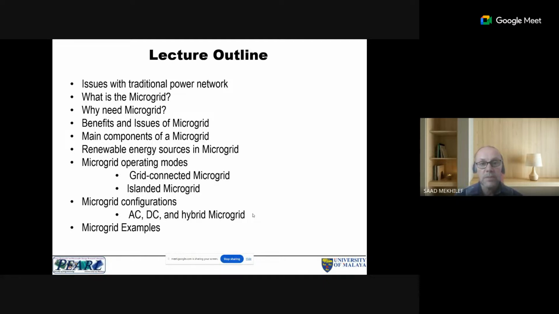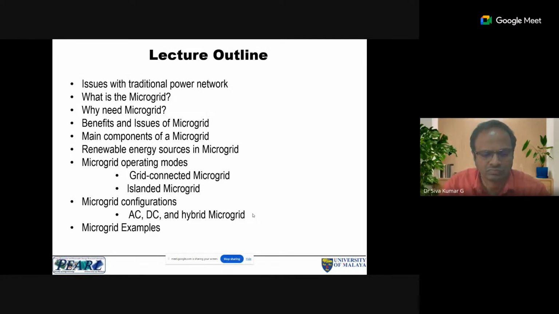In the first lecture we'll be looking into the issues with the traditional power network. We have an existing power network which has existed for almost 100 years, and there are many issues on this traditional power grid, and how the new technologies have been integrated into it. Because this power grid took almost 70 years to build, and it's still working, and it's still going to remain, actually. And then we will define what is a microgrid, and why do we need a microgrid.